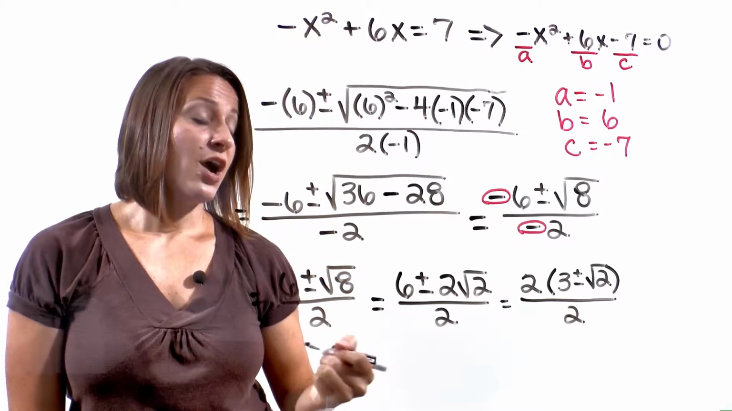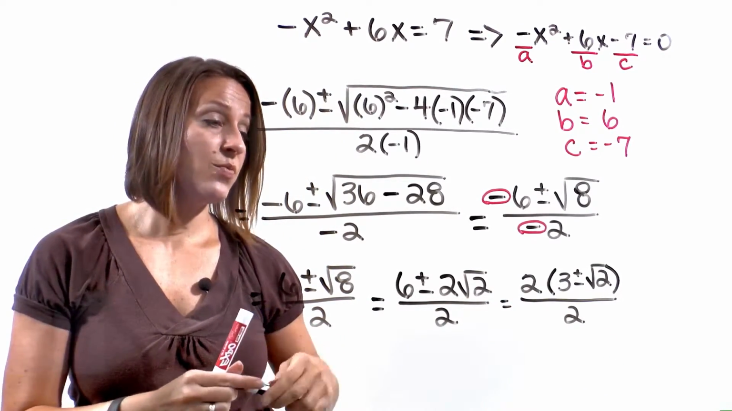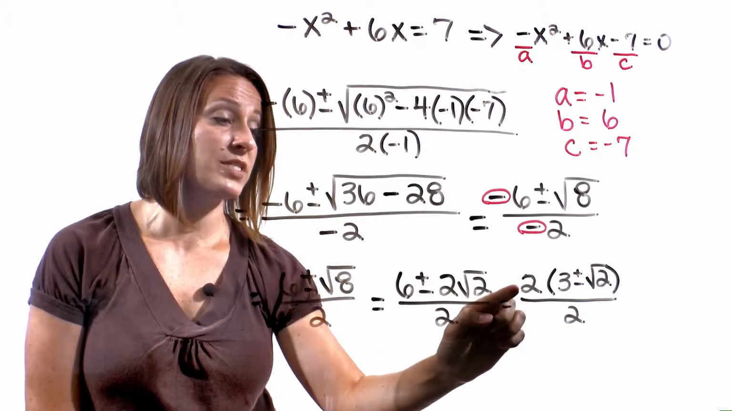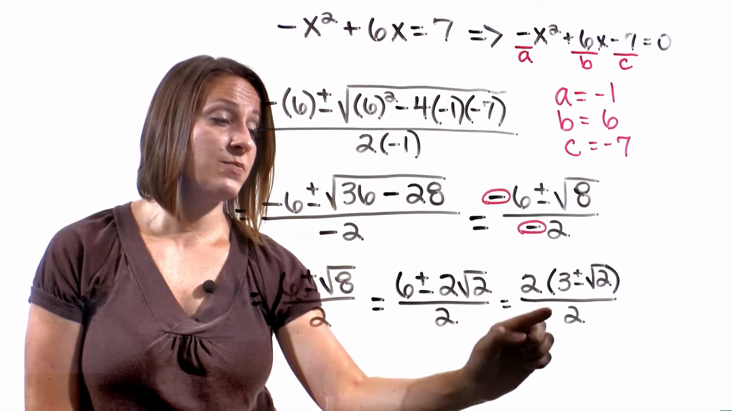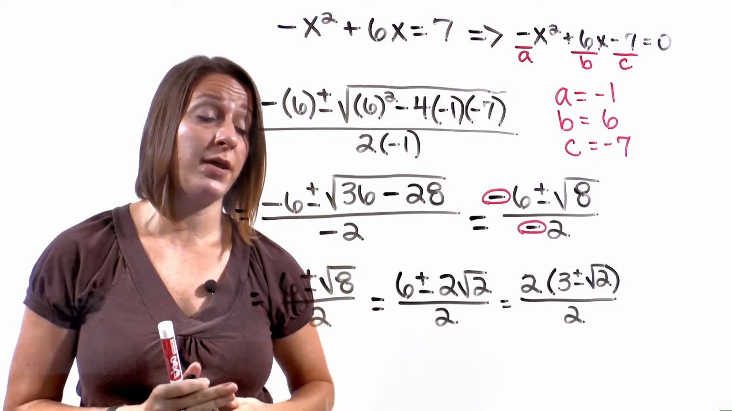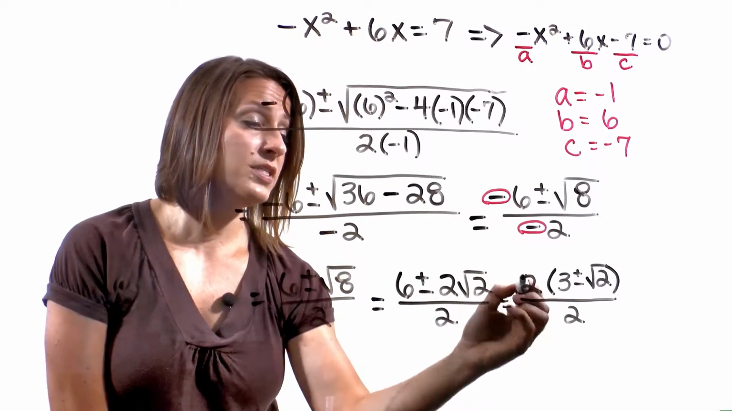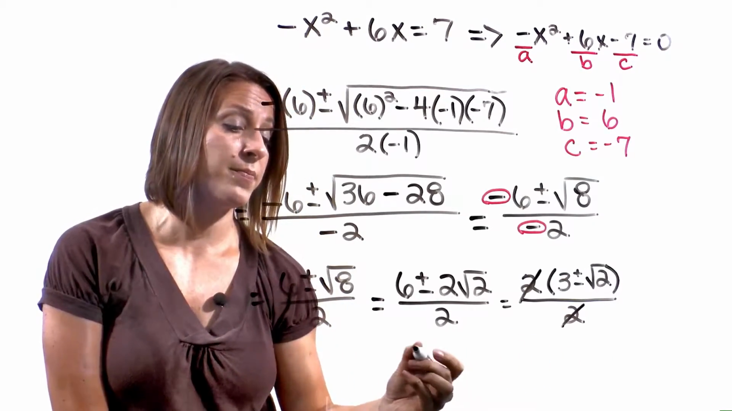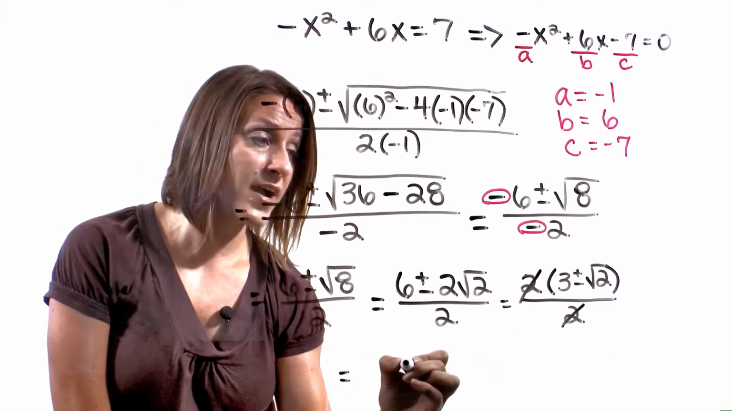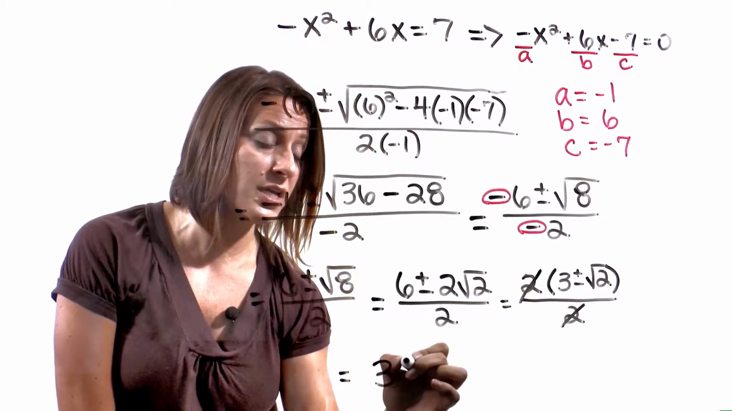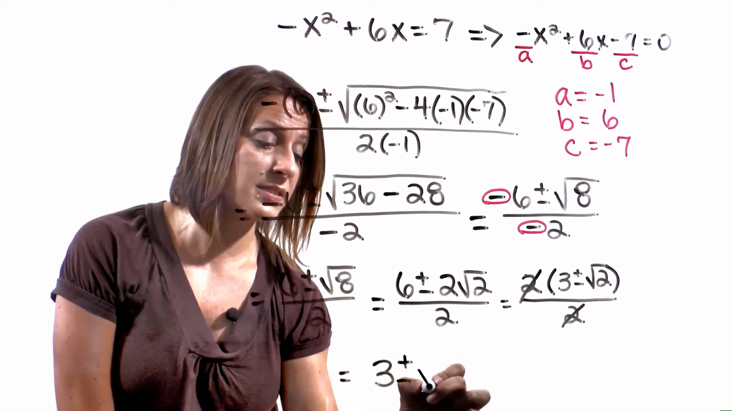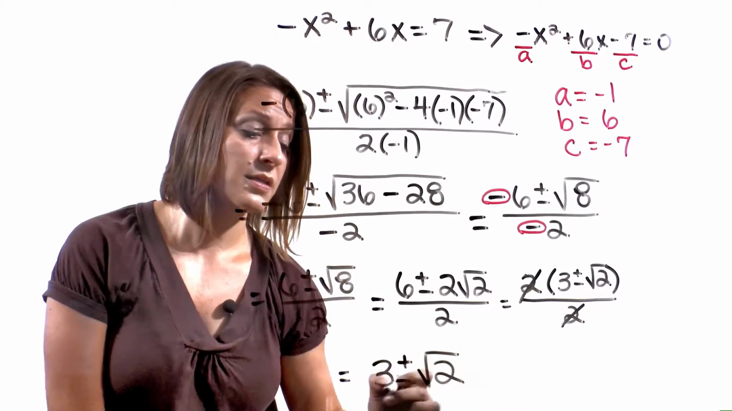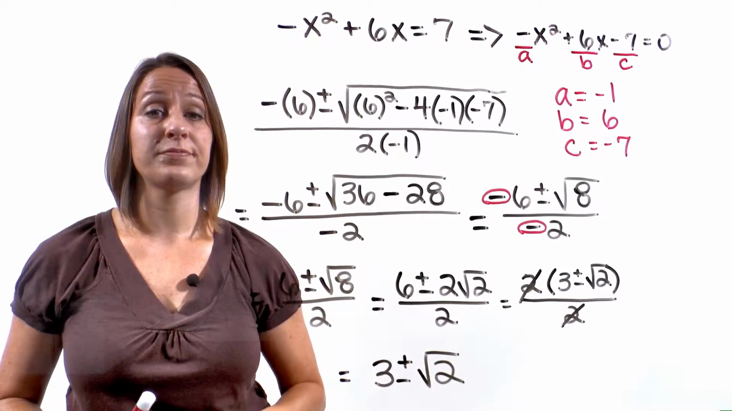Okay, we're almost done. Our very last step, now that we have factored out a 2 from the top, it is now free to be canceled with the 2 on the bottom. So this 2 that we factored out can cancel with the 2 on the bottom. That leaves us with our final answer of 3 plus or minus the square root of 2.